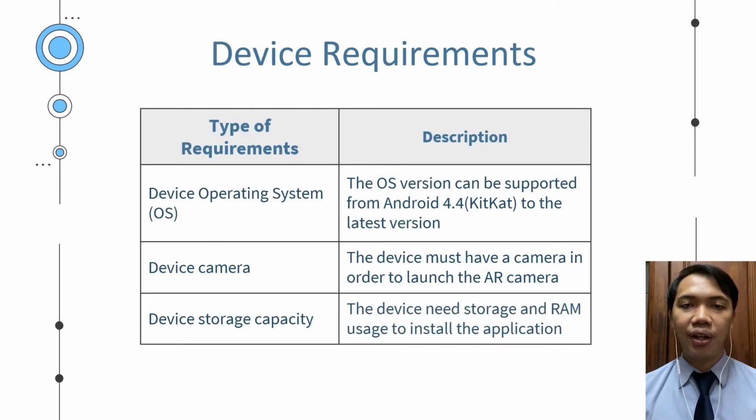The device requirement for AR animal application is, first, the device operating system can be supported from Android 4.4, which is KitKat, to the latest version. Second, the device must have a camera in order to launch the AR camera. And lastly, the device needs storage and RAM to install the application.